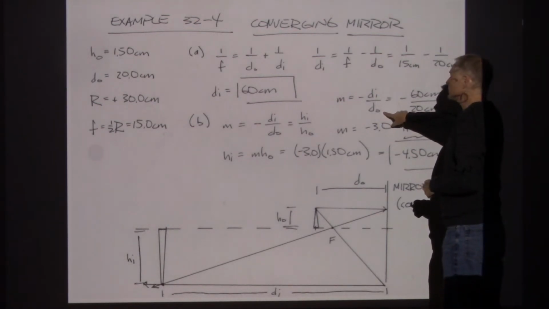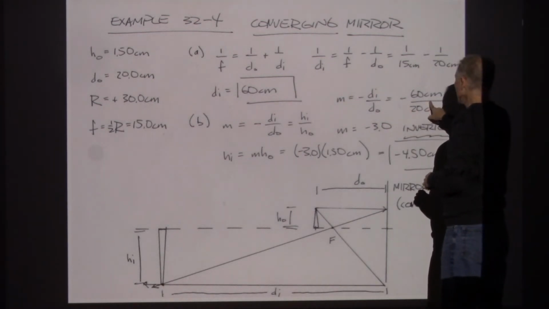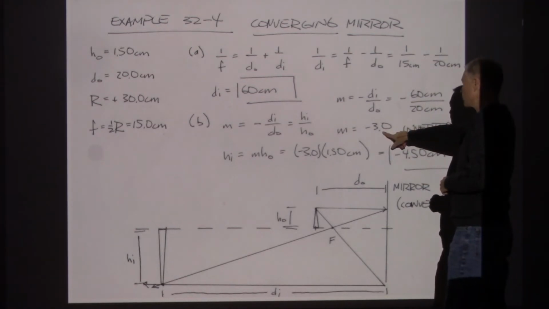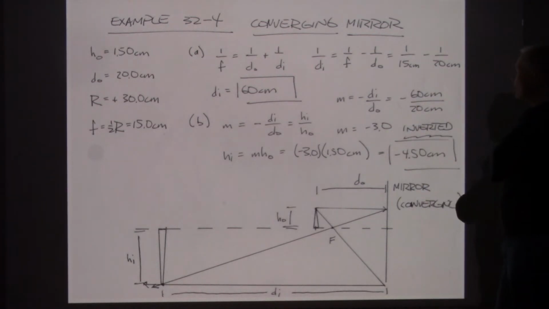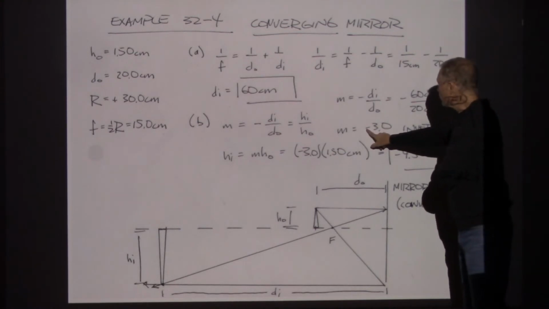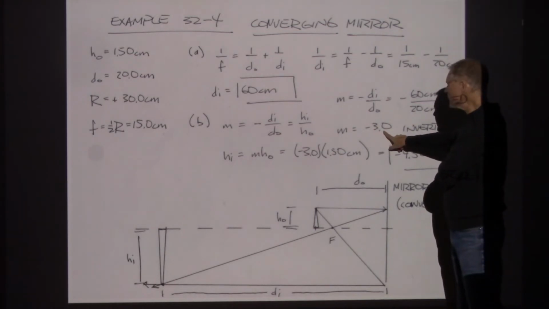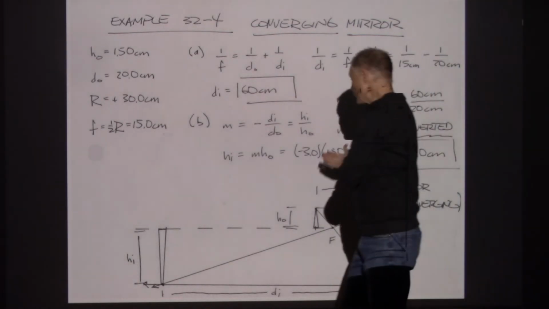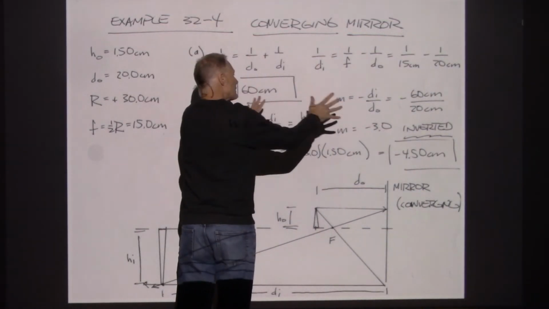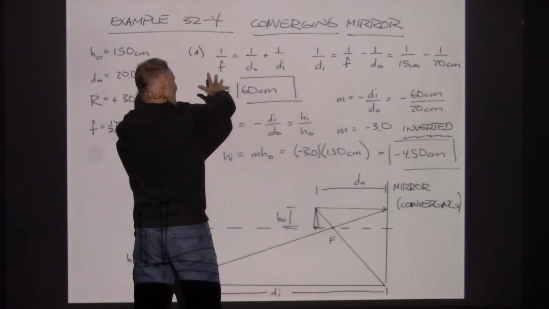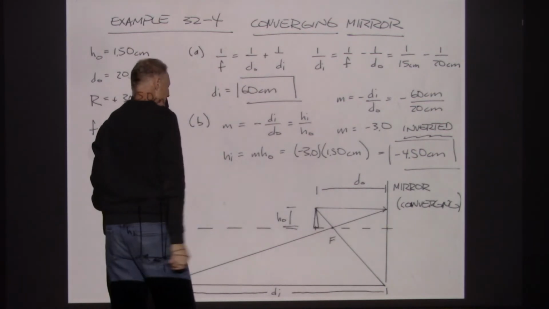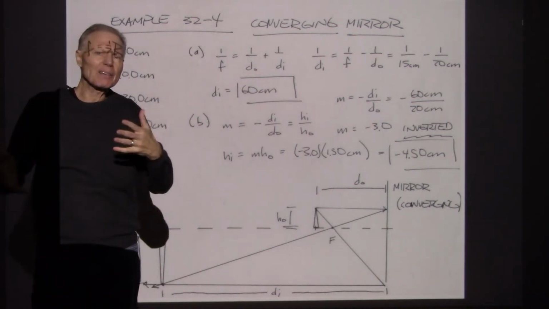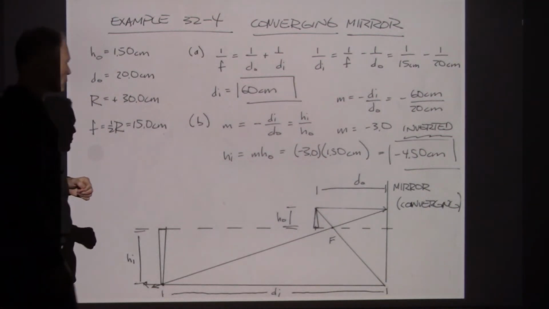And the object distance was 20, so with the minus sign, that's minus 3. It's predicting that the image will be inverted, and then it will be 3 times larger than the object. And here's my drawing. So what I can do now is take all this information, set it aside, maybe not let it bias my results with my drawing.